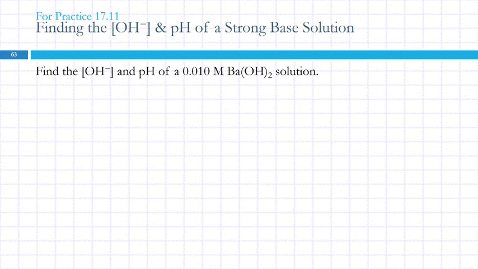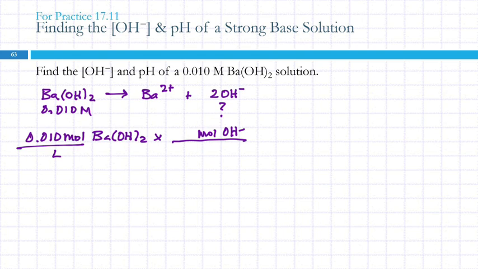Okay, I lost all my writing, didn't I? Let's see. So we have barium hydroxide, sorry. We want to know the concentration of just the hydroxide ion. So we can use the mole ratio here. 1 mole of this makes 2 moles of that. So we're going to divide by moles of barium hydroxide because we want that to go away.